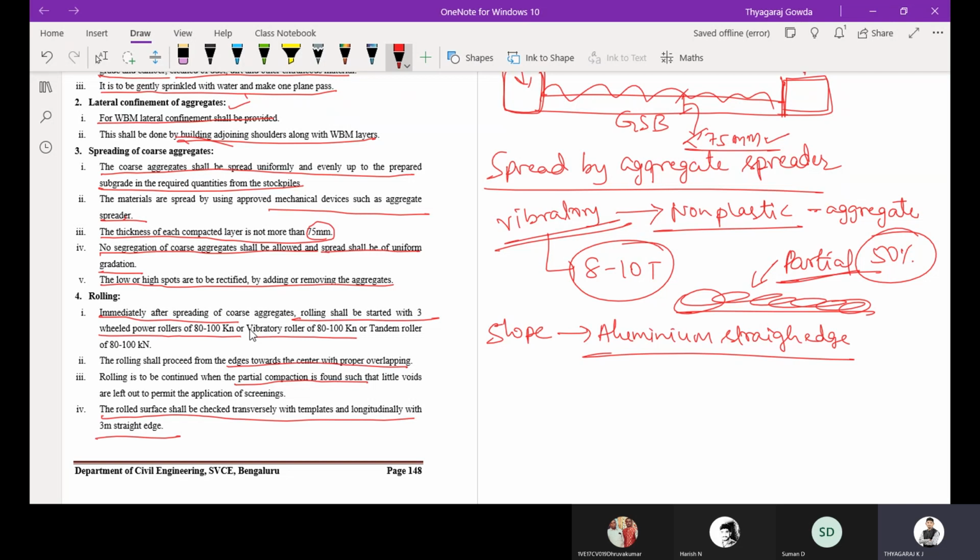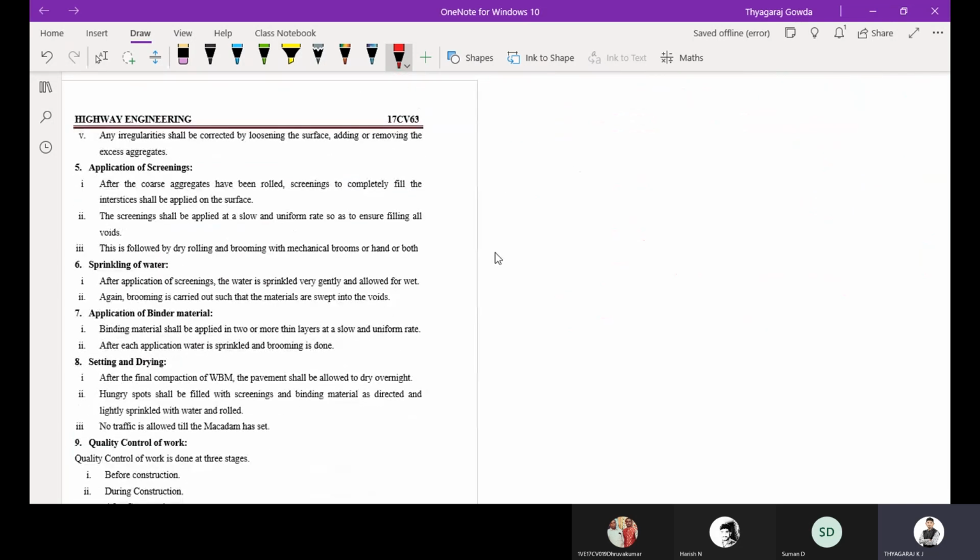So remember, rolling can be done by using a vibratory roller of 8 to 10 ton. Then vibrating will start from the edges towards the center with proper overlapping. Here you are going to provide only partial compaction, not 100% compaction, and you are going to check the slope using the aluminum straight edge. Then after rolling, if any irregularities are there, you are going to remove and add material.